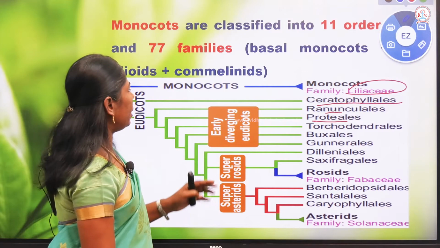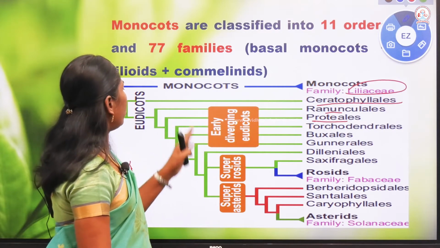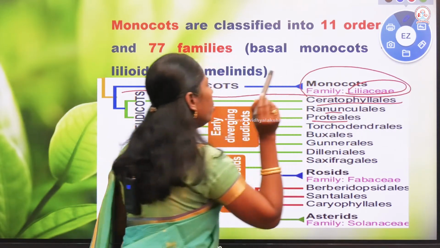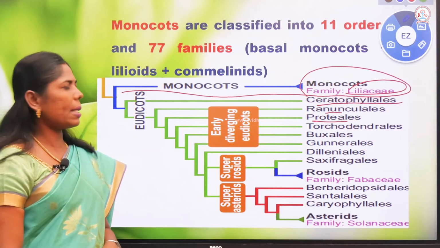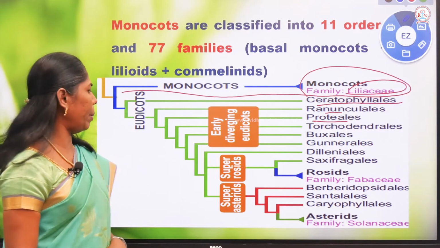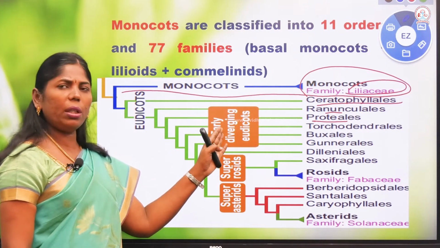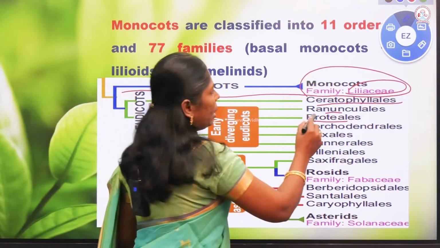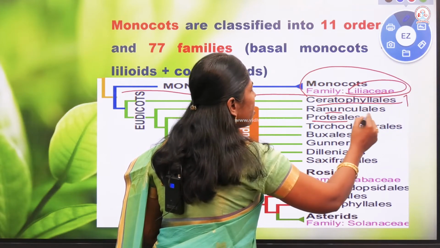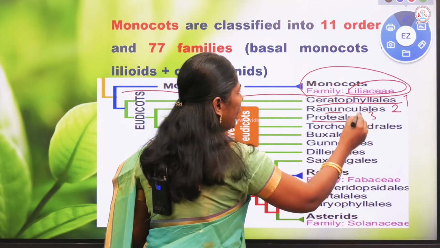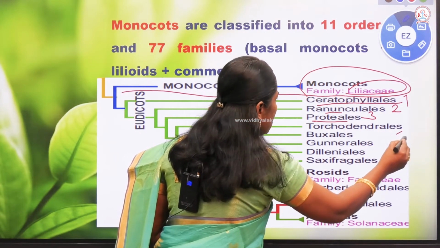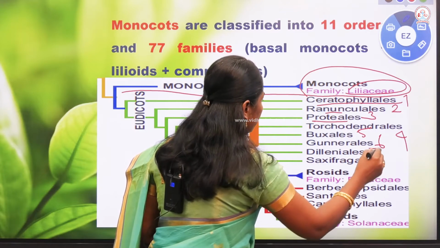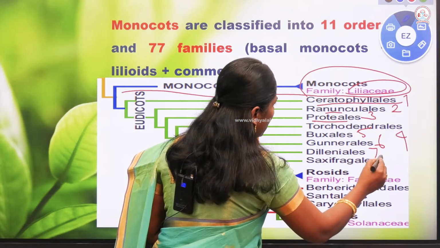Okay, so இதெல்லாம் பார்த்தீங்கன்னா early diverging eudicot. monocot அப்படின்னு சொல்லும்போது உங்களுக்கு இது மட்டும் தான் வந்து monocot. Okay, so இது மட்டும் தான் monocots family. So Liliaceae. So next வந்து பார்த்தீங்கன்னா eudicot. eudicotலயே நம்ம எப்படி பிரிச்சிருக்கோம் அப்படின்னா so early diverging eudicots. Early first form ஆன அந்த dicot plants அதெல்லாம் என்னென்ன ஆர்டர்ஸ் இருக்கு அப்படின்னா ஒன்று ceratophyllales, next வந்து ranunculales, third one proteales, next வந்து torchotendrils, next basales, gonerales, dilineales, okay, saxifragales.